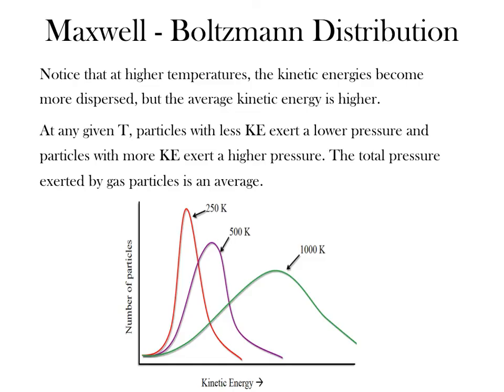Another thing we've seen before is the Maxwell-Boltzmann distribution. Notice that at higher temperatures, such as 1,000 Kelvin, the kinetic energies become more dispersed. So this green line is a little bit lower than the other lines. So the energies could be here or there or there. They could have a whole lot of different types of energy. But the average of all of their kinetic energies is higher at the higher temperature than it is at lower temperatures. So let's say the average is marked by this line right here, which comes at a higher line on this axis of kinetic energy. So if you have a lower temperature, say 250 Kelvin, the average comes at a lower line on this axis.